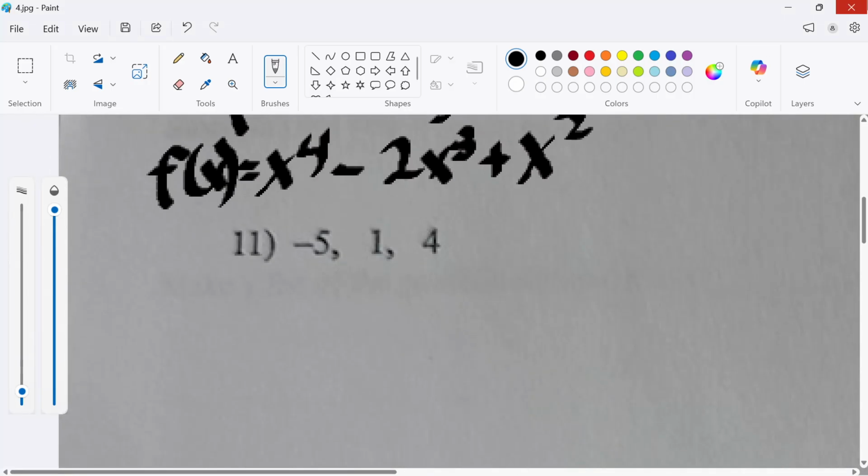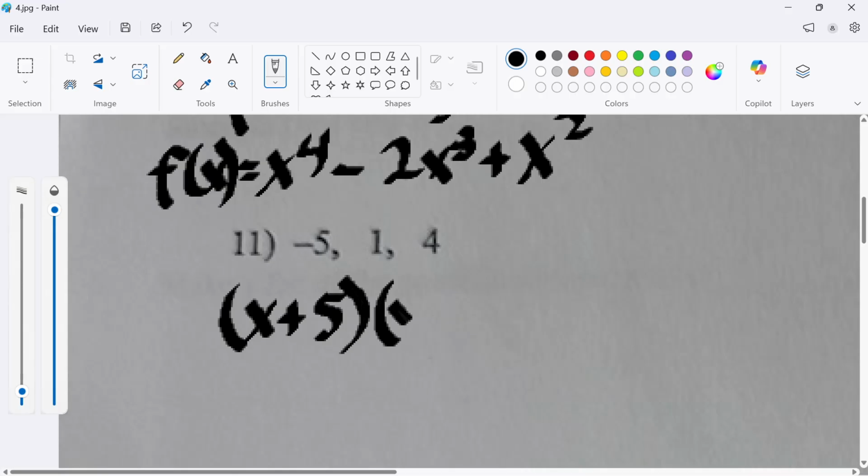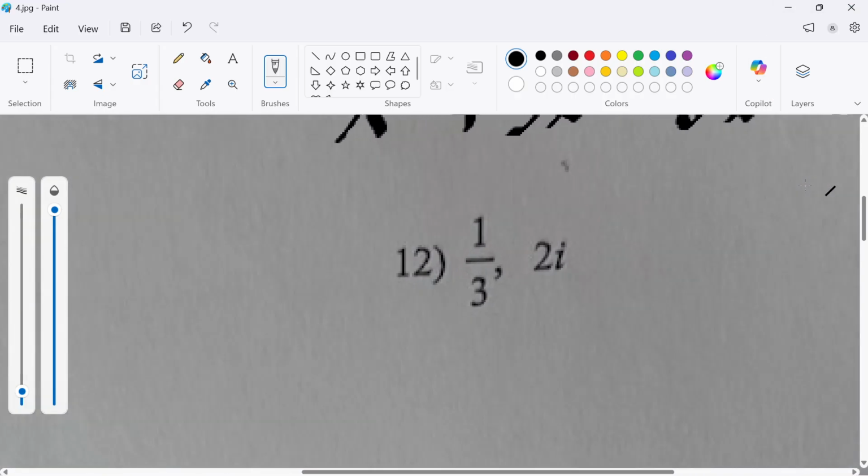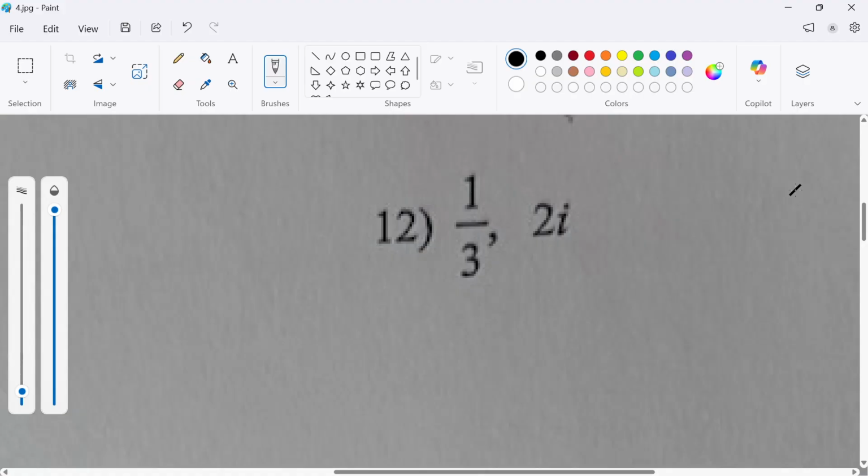All right, here's another one. Minus 5, 1, and 4. This is just going to be x plus 5, because x equals negative 5. I add 5 to both sides. X minus 1, I'm just changing the signs. X minus 4. Multiply those together, you'll get the polynomial. I'm not going to waste time on that one. Very easy. And now I get 1/3, so this is going to be x minus 1/3.